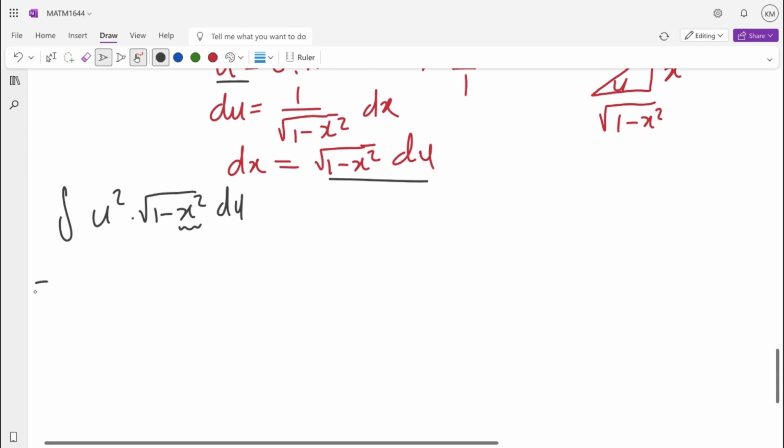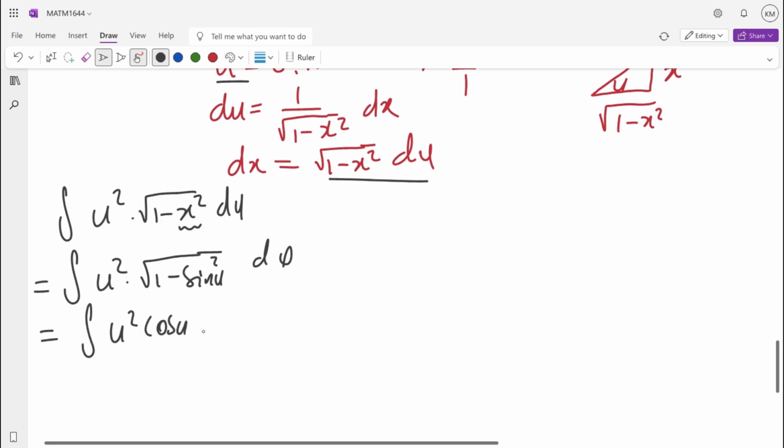Okay. So this is equal to the integral of u squared times the square root of 1 minus sine squared u, then du. And we see under the square root there is an identity. That identity, 1 minus sine squared u, is cos squared u. Then under the square root it will just become cos u. So you're basically going to integrate u squared cos u du, just like that. When we are here now, that is when we start to use integration by parts.